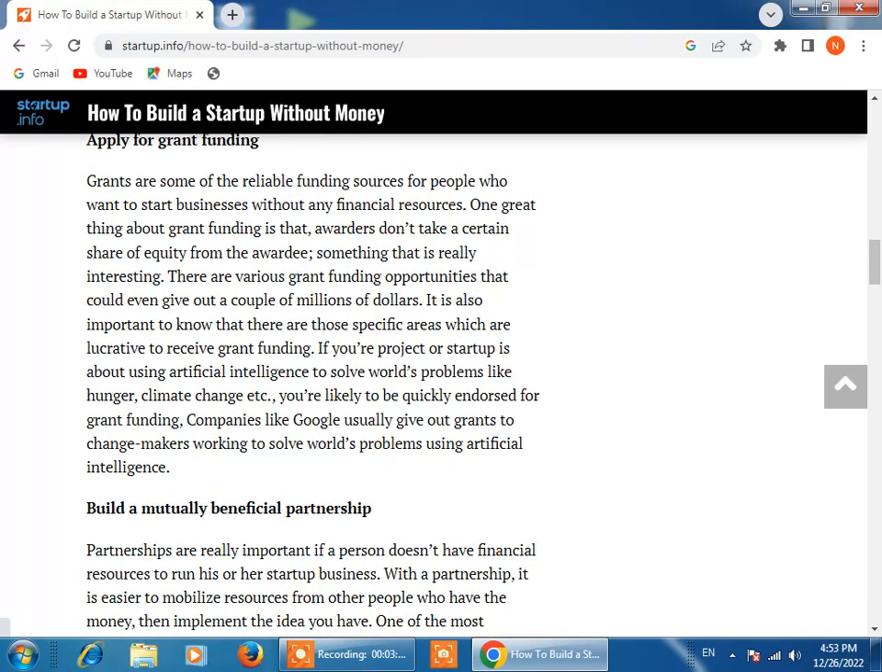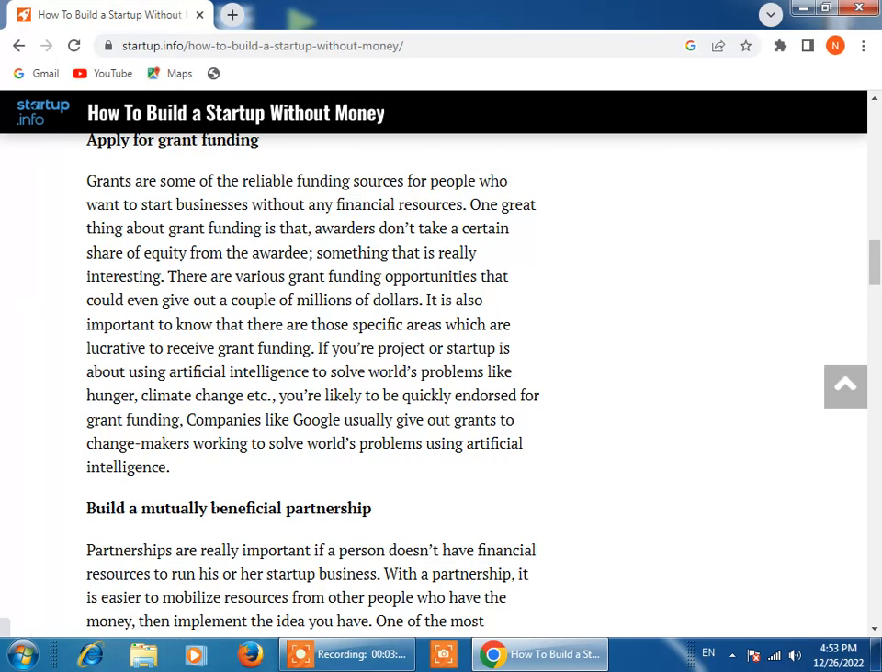It is also important to know that there are specific areas which are lucrative to receive grant funding. If your project or startup is about using artificial intelligence to solve world's problems like hunger, climate change, etc., you are likely to be quickly endorsed for grant funding. Companies like Google usually give out grants to change makers working to solve world's problems using artificial intelligence.